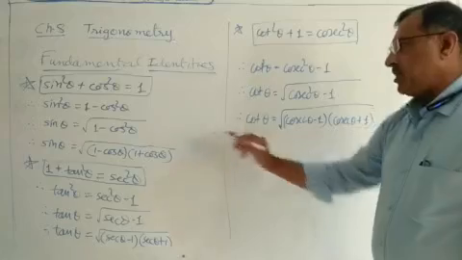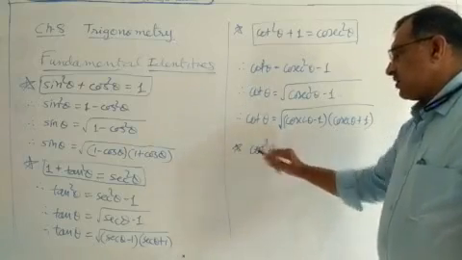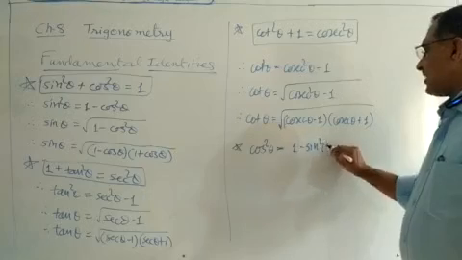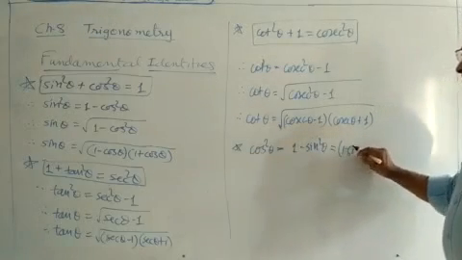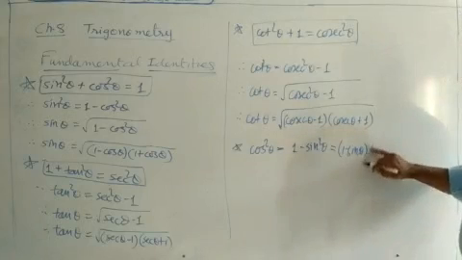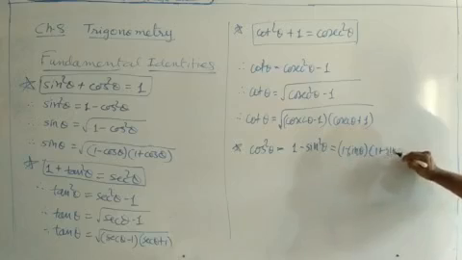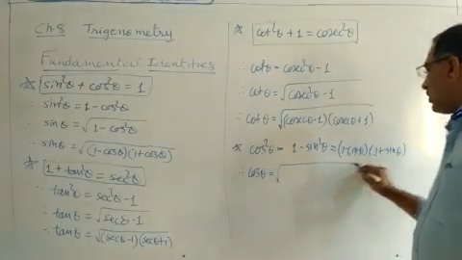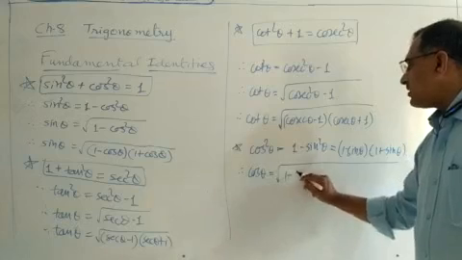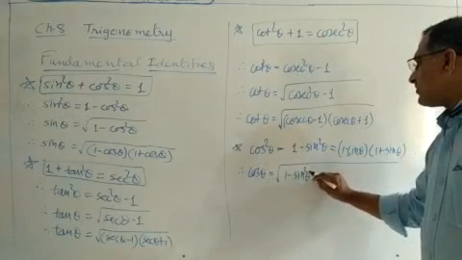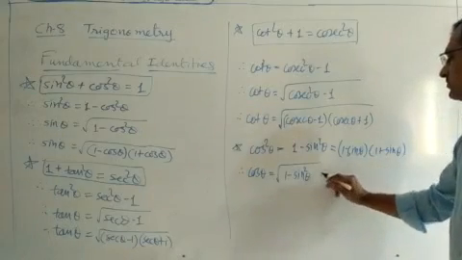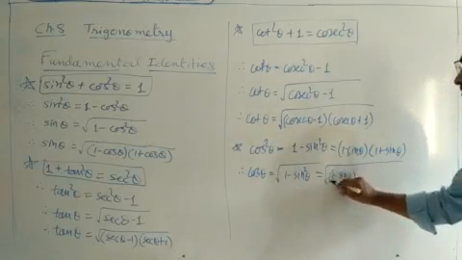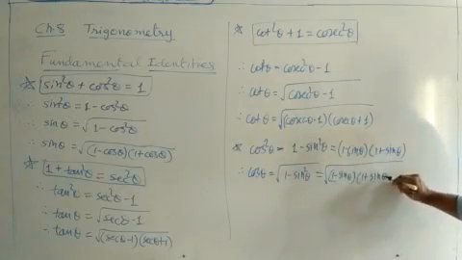Similarly, cos also can be represented in terms of sine, because from this we can have cos square theta is equal to 1 minus sine square theta, and that is equal to 1 minus sine theta multiplied by 1 plus sine theta. Therefore, we can have cos theta is equal to under the root 1 minus sine square theta. This can also be written as under the root 1 minus sine theta multiplied by 1 plus sine theta.